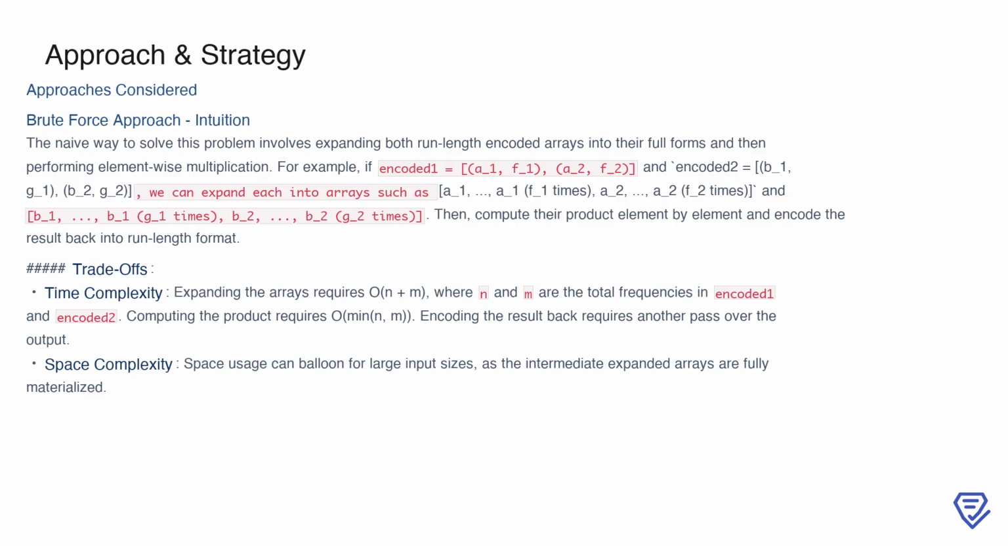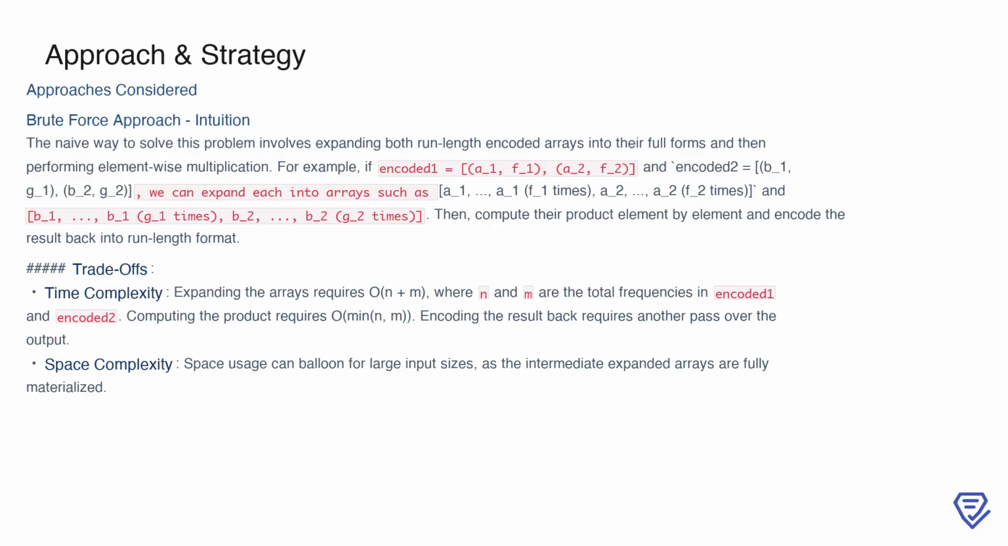To begin solving this problem, we can consider the brute force approach. The basic intuition here is to expand both run-length encoded arrays into their full forms. For instance, if one array has elements encoded as [a_1, f_1] and [a_2, f_2], we would expand it into an array where a_1 is repeated f_1 times, followed by a_2 repeated f_2 times. Similarly, the second encoded array would be expanded in the same way. Once both arrays are fully expanded, we can compute the element-wise product by multiplying corresponding elements. After that, the resulting array is encoded back into run-length format.